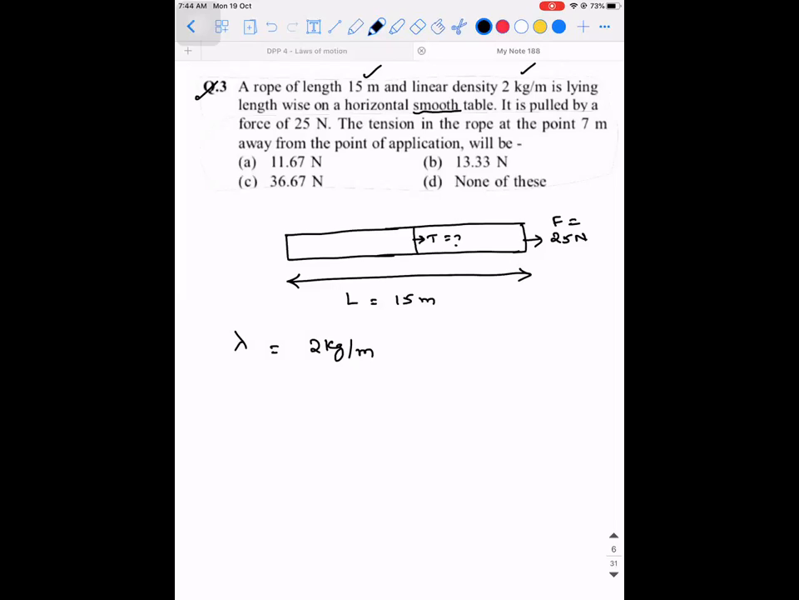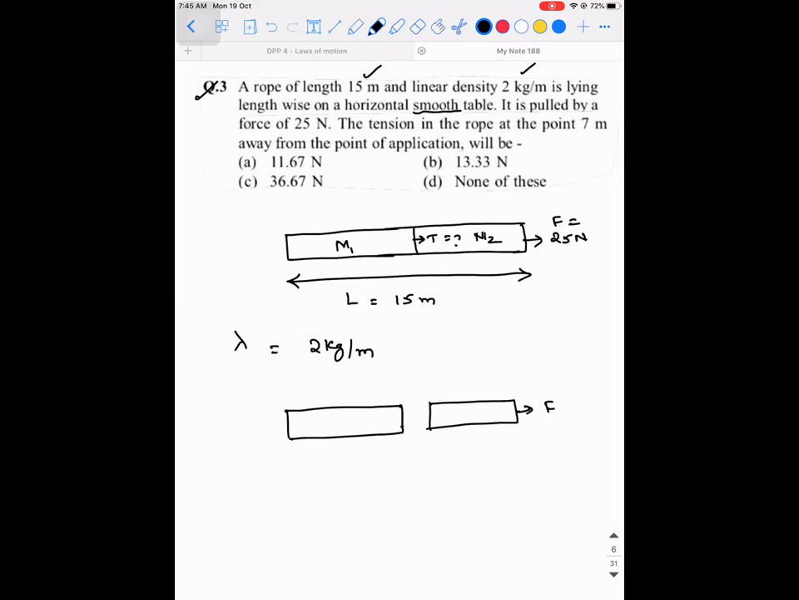So I told you, treat this like what? Blocks. So can I rephrase the question like this? It is like blocks of mass M1 and M2, where M1 is some part of the rope and M2 is another part of the rope, connected together.